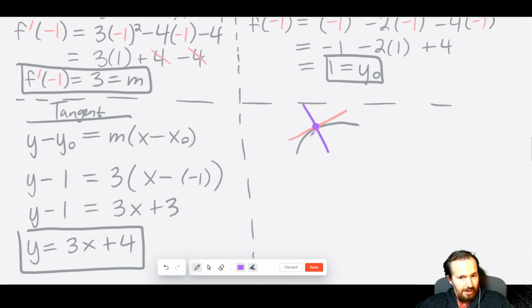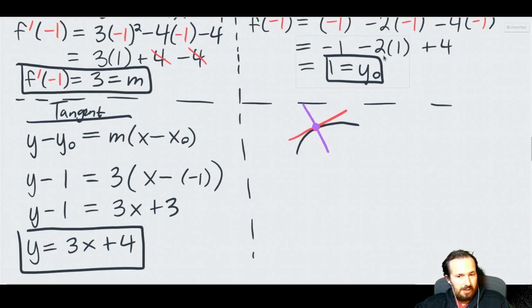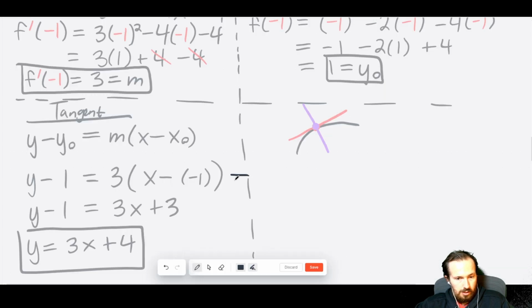That's kind of the hint. What would that mean? Well, it basically means that x0 and y0 stay the same, but m changes. Specifically, m is going to be the negative reciprocal. So what I can do here, I can literally take this spot and keep everything the same, except I can change that to its negative reciprocal.